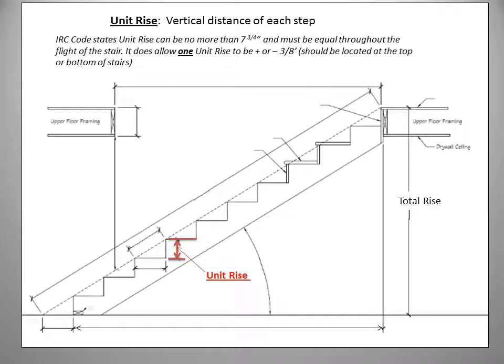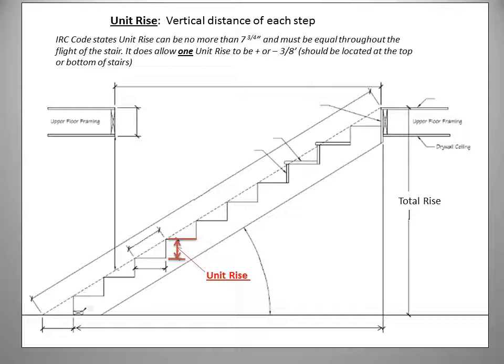Once we've determined our total finished rise, we can then calculate our unit rise. The International Residential Code states that the unit rise cannot be more than 7 3/4 of an inch tall. Also, it must be equal throughout the flight of the stairs. Each step must be exactly the same height.